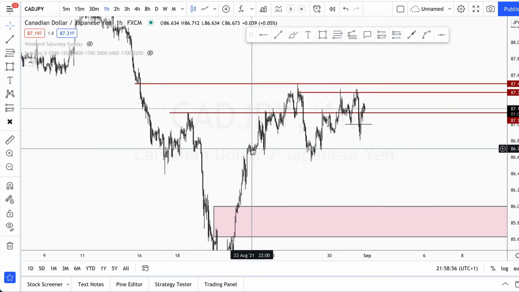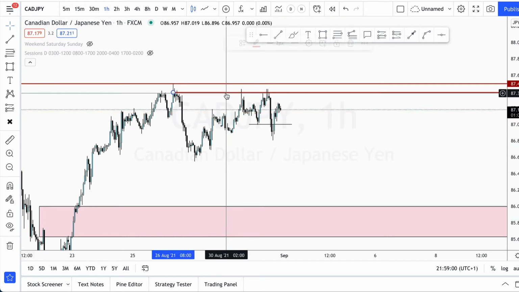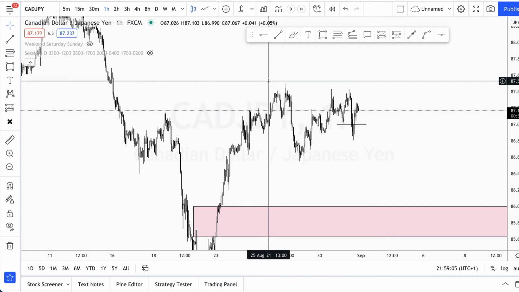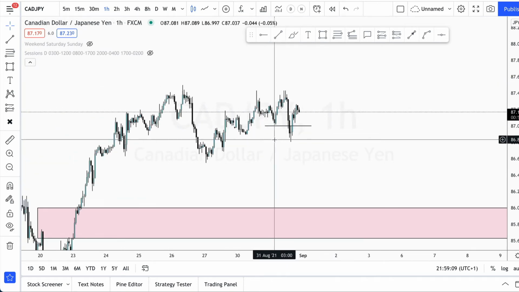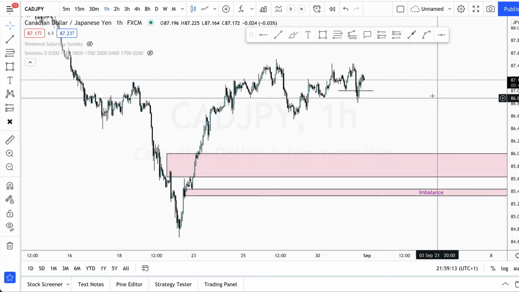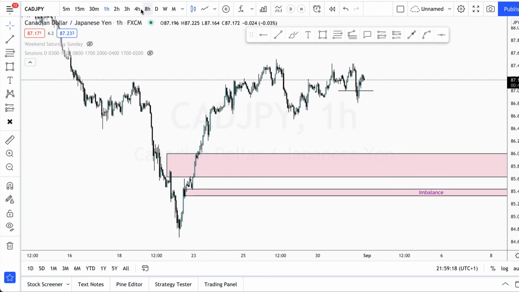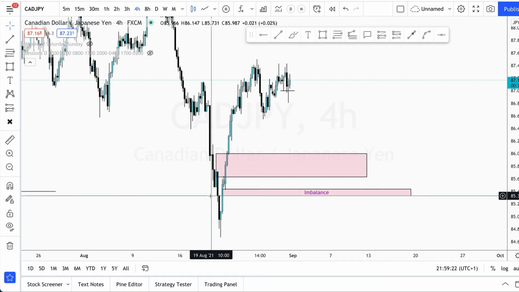So let's come back up to the hour. I know we're a little bit all over the place. This is just me going through the chart and seeing what we're up against. What we've got here now, in my opinion, price is going to come down to this imbalance, probably something down here. If we come back to the 4 hour, we've got this banker's candle here.